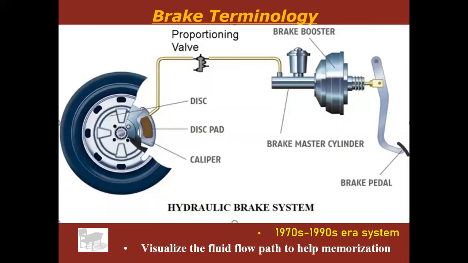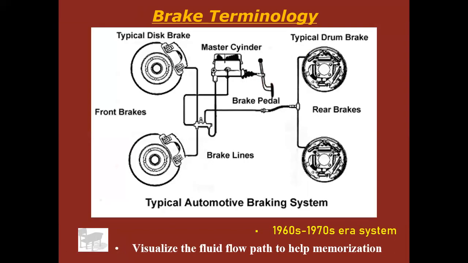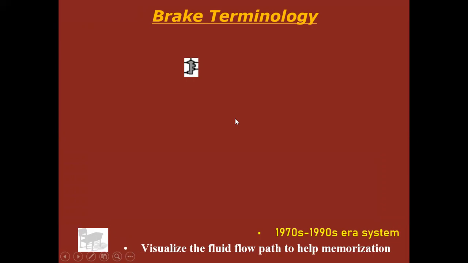70s through 90s. The main difference here is, I probably shouldn't have said proportioning valve in the previous slide, because these aren't always proportioning. These are a lot of times just a splitter. Let's say that's a splitter valve. So it's just one line comes out of here, it splits it to the front. One line comes out of here, it splits it to the rear.